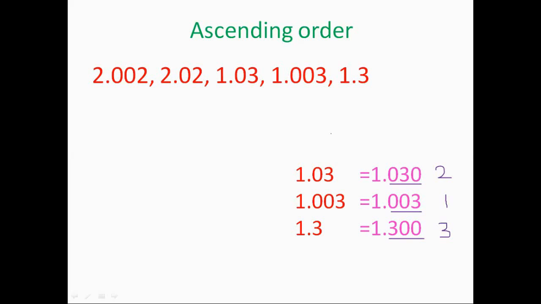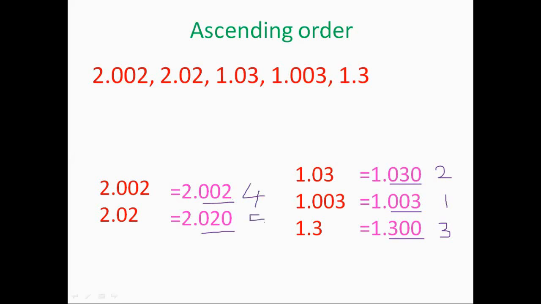So we have 2 pending. Now the first number has 3 digits after decimal, the second has 2 digits. So what I will do is add 0 to make them 3 digits after decimal. So 2.002 and 2.020. Now you can see we have 3 digits after decimal in both numbers. Now we can compare very easily. 002 is lesser than 020. We can say 2 is lesser than 20. So it must be 4 and it must be 5.